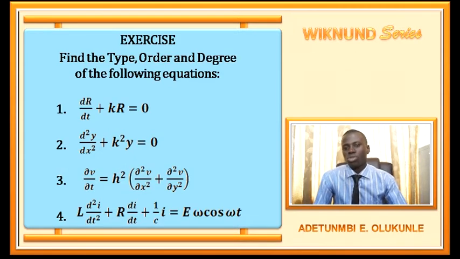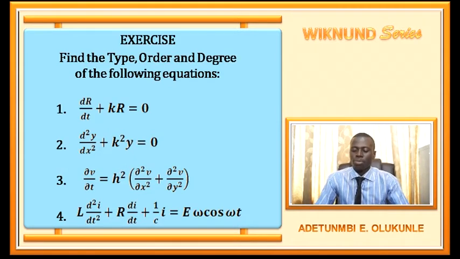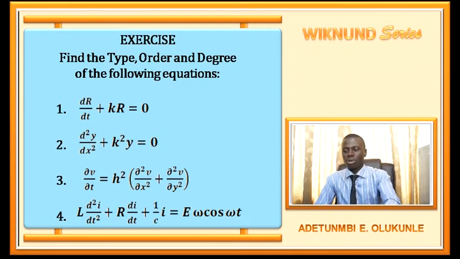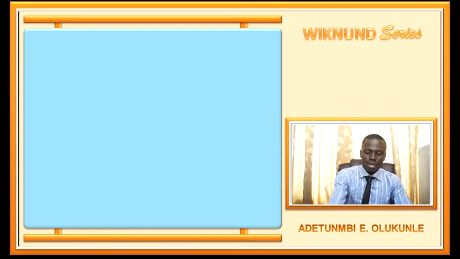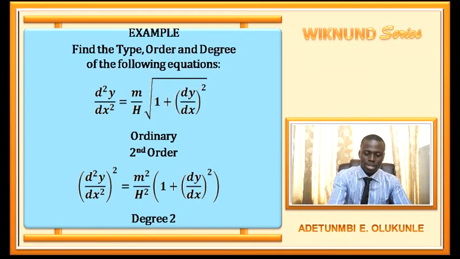Now, I would like you to try your hands on these 4 questions. Check out for the type, check out for the order, and check out for the degree. I want to look at this special example because it's a special case of getting the degree. What is the degree of this differential equation? The d²y/dx² cubed equals m over h, then the root of 1 plus dy/dx all squared.